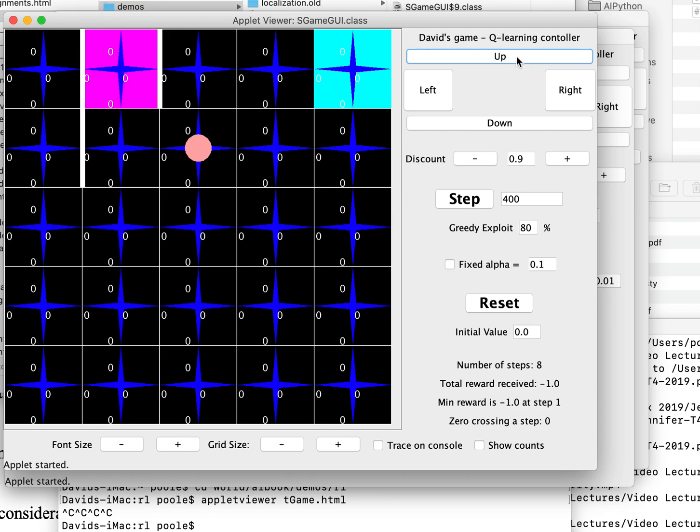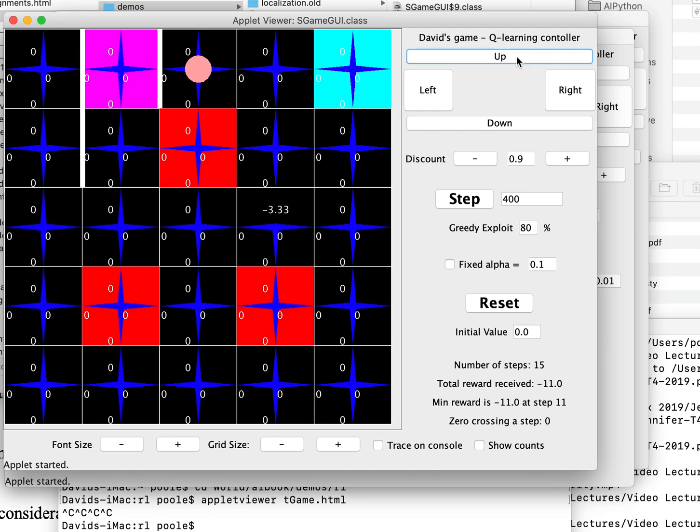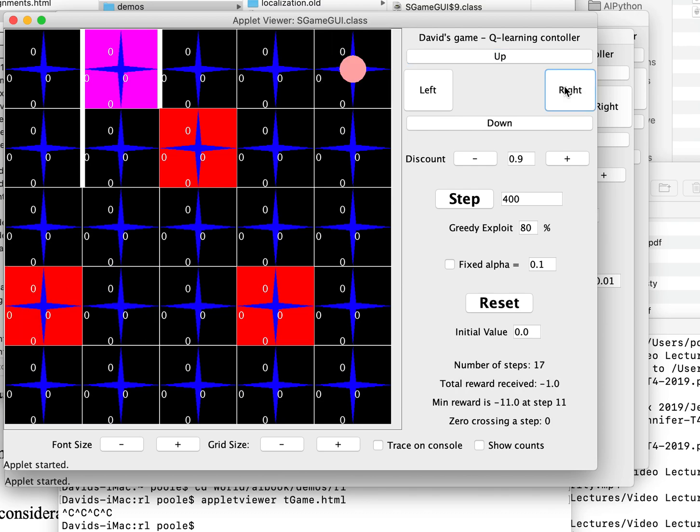Whoops, I tried to go up and went right. I tried to go up. It's quite stochastic. I'm trying to go up there. I went up a little bit. I tried to go up here, and I go right here, and I get a reward.